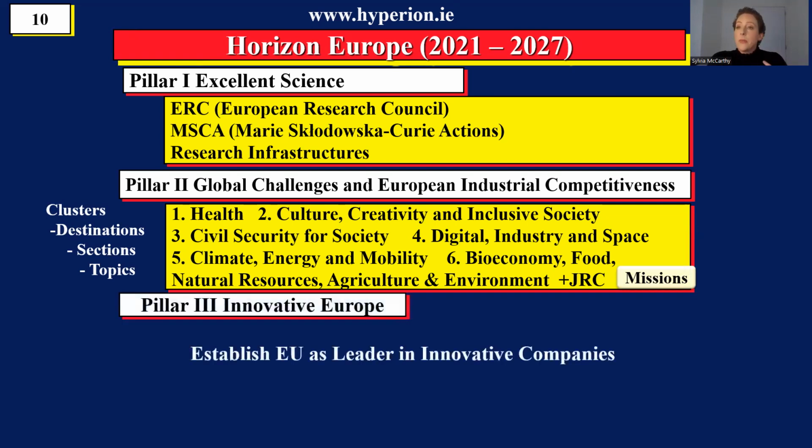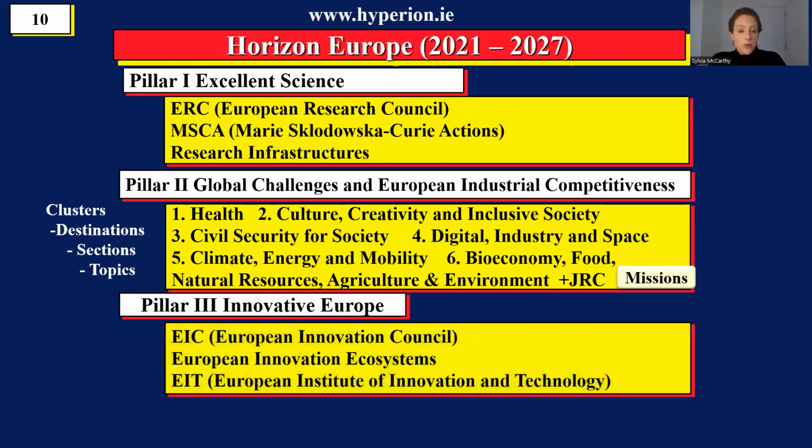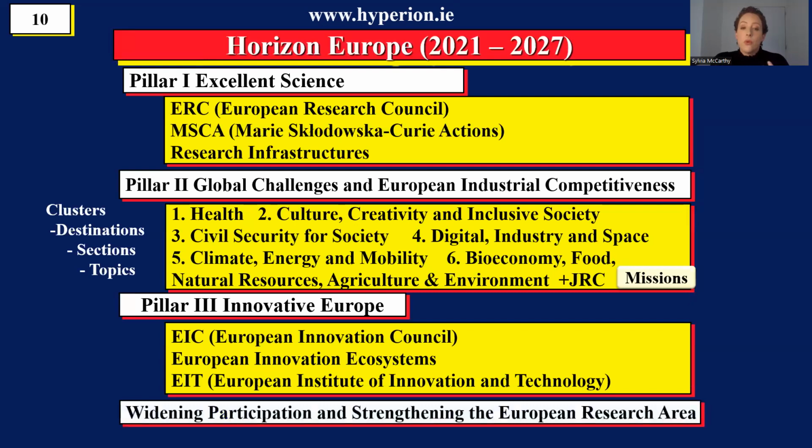Pillar 3 is all about innovative Europe. That's where you'll find the European Innovation Council, the innovation ecosystems, and the European Institute of Innovation and Technology. It's all about making Europe an excellence in innovation. And then finally, you have widening participation and strengthening the European research area.